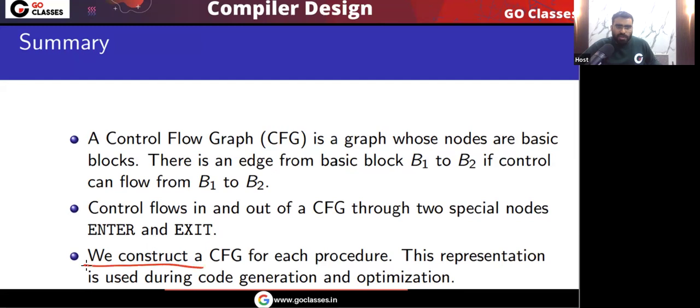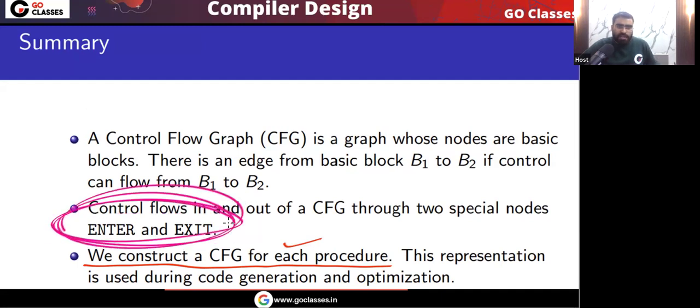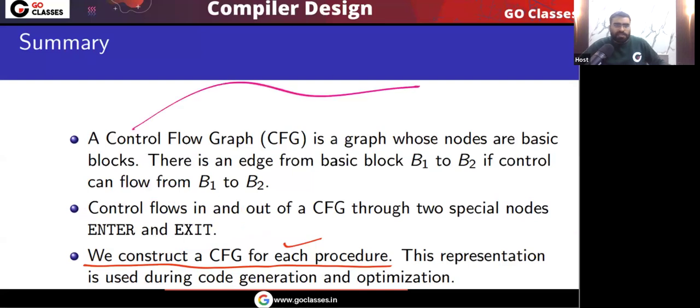Next, we construct a CFG for every procedure. I told you already. That is the reason we put entry and exit nodes. Do you remember why? Because we create a control flow graph for every procedure. When you call from the main function to function f, and from function f to function g, and then return from g and from f, the entry and exit nodes are useful.